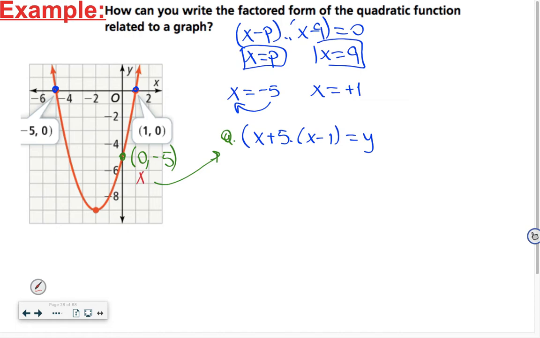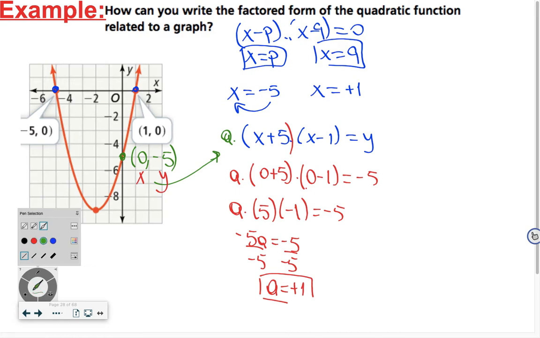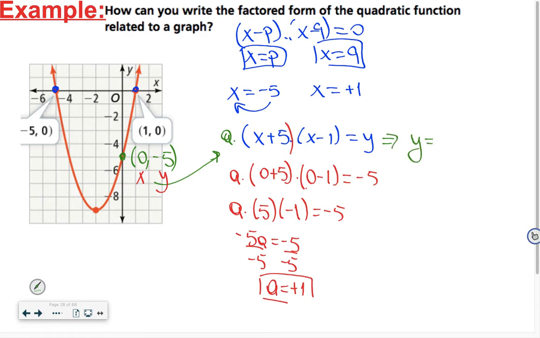Let's substitute. X is equal to 0, y is equal to negative 5. A times 0 plus 5 times 0 minus 1 is equal to negative 5. From here, ladies and gentlemen, we can simplify a times 5 times negative 1, which is equal to negative 5. From here, negative 5a is equal to negative 5. Divide both sides by negative 5. A is equal to positive 1. So, to be able to write the general form of this function, you can say that y is equal to a, a is 1, that's why 1 doesn't affect anything, x plus 5 times x minus 1.